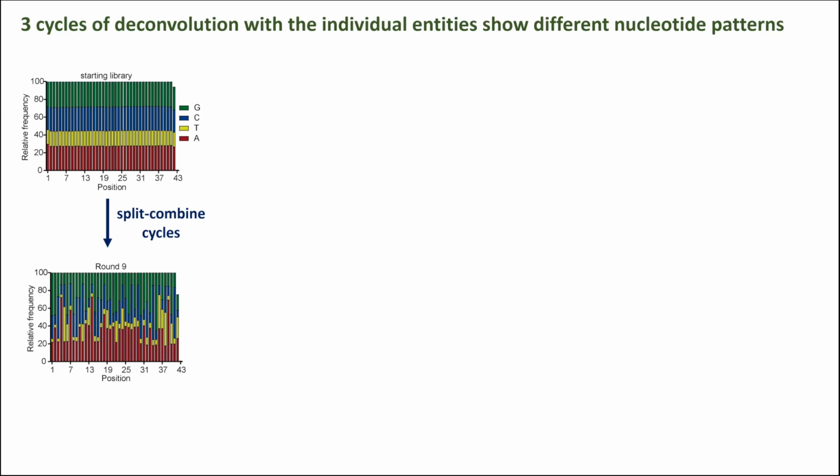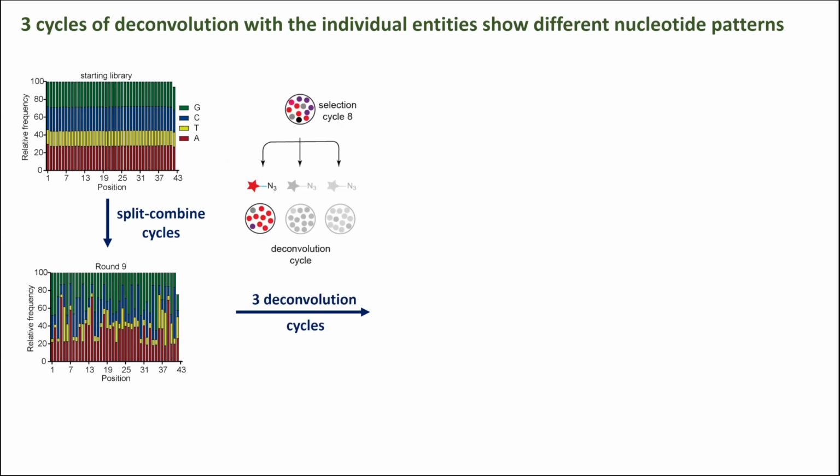So we did this for 9 cycles. You see there's a change in nucleotide distribution over the random region, which is an indication that something is happening to the library, but it's not very strongly enriched at that point. What we then do is try to deconvolute a little bit, so we run 3 deconvolution cycles. It's illustrated here. We run the selection and split it, but we then couple to only one of the modifications, and we don't combine anymore. We run 3 cycles for each of the 5 different modifications individually. And then we do NGS together.